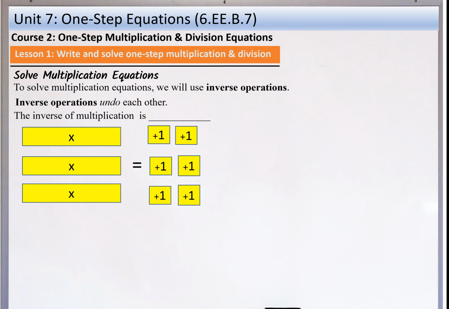All right, so how do we solve multiplication equations? Well, we use inverse operations. And we talked about it before. Inverse operations undo. So what's your inverse operation for multiplication? It's division.